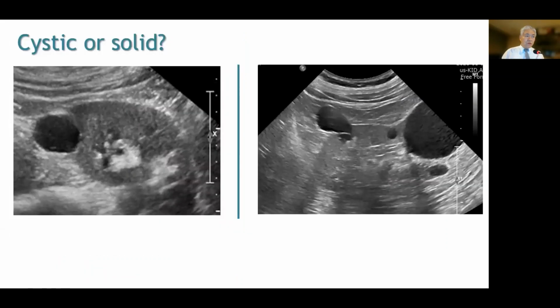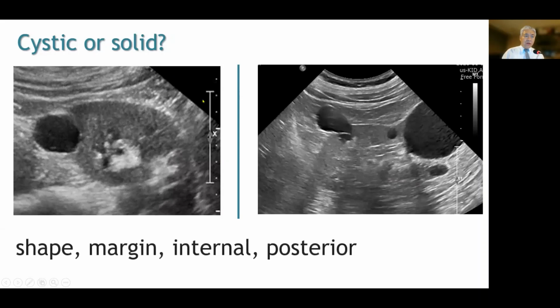The next question we need to answer is whether the lesion is cystic or solid. Usually simple renal cysts are easy to characterize by their round or oval shape, sharp margin, absent internal echoes, and posterior sonic enhancement. If any of these findings are different from the characteristics of simple cysts, we need to suspect the possibility of solid masses.